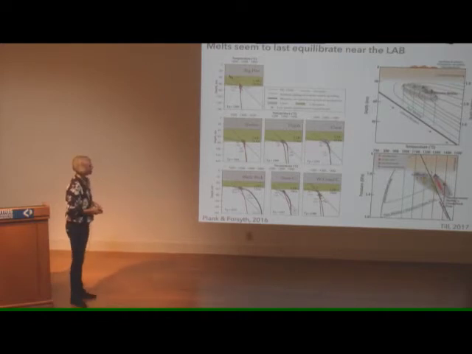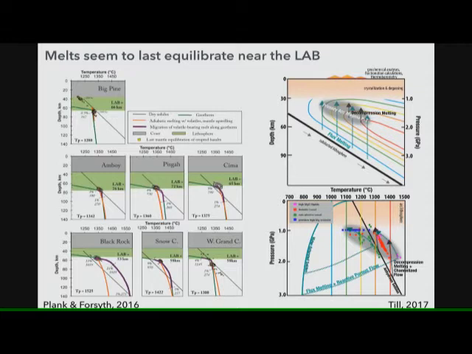And we have quite nice evidence that these melts do that: they rise, and they stagnate, or they're last in equilibrium with the mantle at depths right below the lithosphere-asthenosphere boundary. This is a nice study that came out recently by Plank and Forsyth. It's doing this for a suite of primitive basalts from the Basin and Range, so not in a subduction zone setting, but they're showing the last conditions of equilibration of all of these primitive basalts right below the lithosphere-asthenosphere boundary.